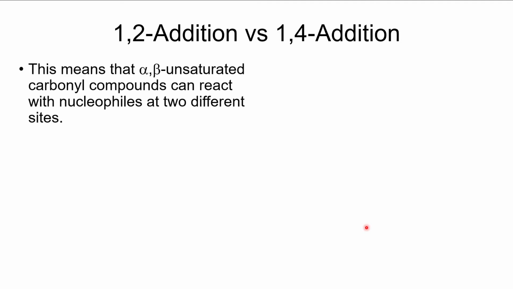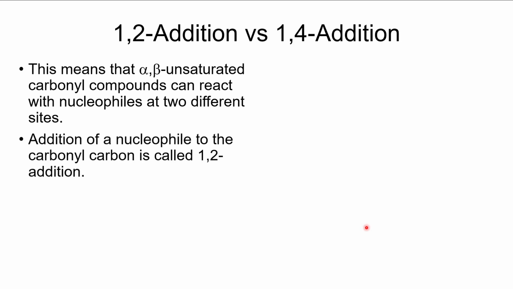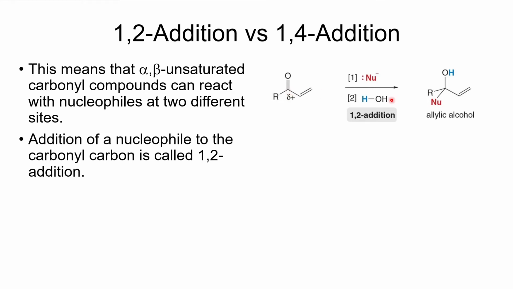If it reacts with the carbonyl, we're going to refer to that as 1,2 addition. So if we get reaction directly with the carbonyl, we're going to refer to that as 1,2 addition. It adds across these two bonds, and the additional pi bond over here is completely unaffected. So that's going to be 1,2 addition.